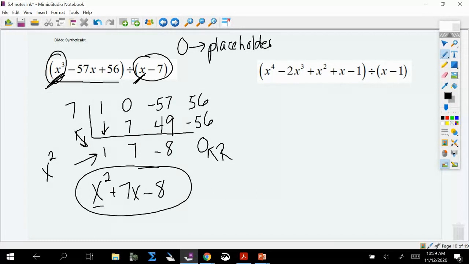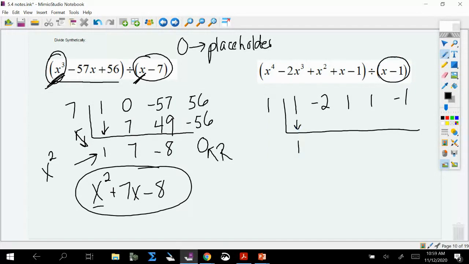This one, I don't think I need any placeholders. I've got 1x to the fourth, negative 2x to the third, 1x squared, 1x, and a negative 1. And I am dividing by x minus 1, so 1 is my 0 that I put outside. I'm going to drop down my first value, multiply 1 times 1, and then add that column. Multiply 1 times negative 1, which is negative 1, then add that column. Multiply 1 times 0, which is 0, then add that column. Multiply 1 times 1, which is 1, and then add that column.